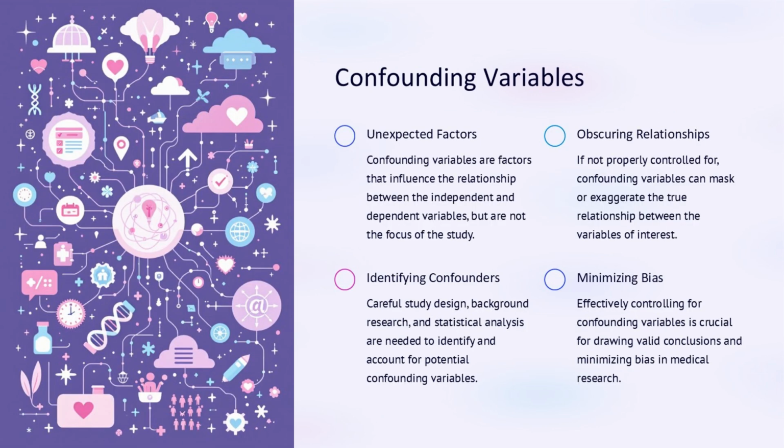Confounding variables are factors that influence the relationship between the independent and dependent variables, but are not the focus of the study. If not properly controlled for, confounding variables can mask or exaggerate the true relationship between the variables of interest. Careful study design, background research, and statistical analysis are needed to identify and account for potential confounding variables. Effectively controlling for confounding variables is crucial for drawing valid conclusions and minimizing bias in medical research.